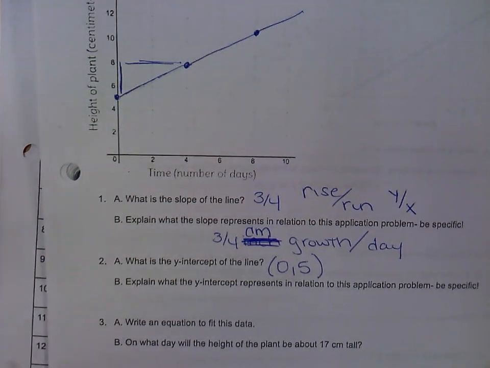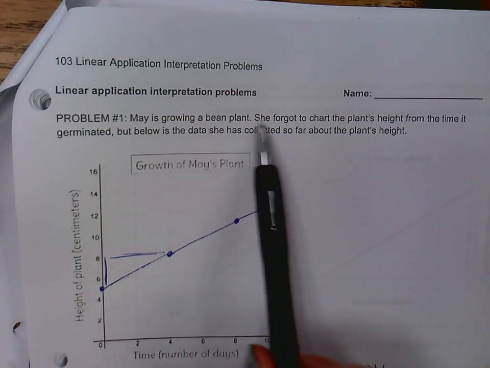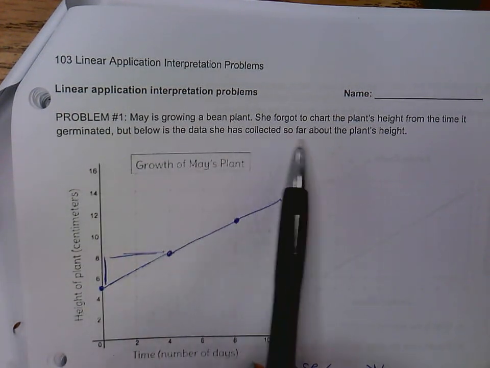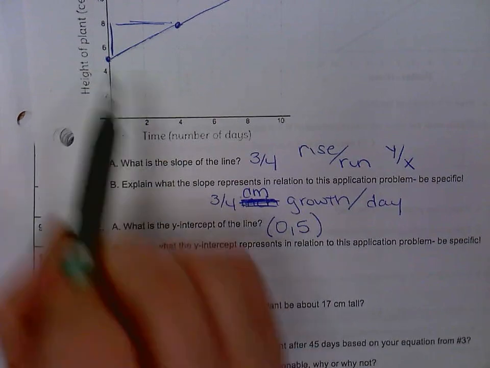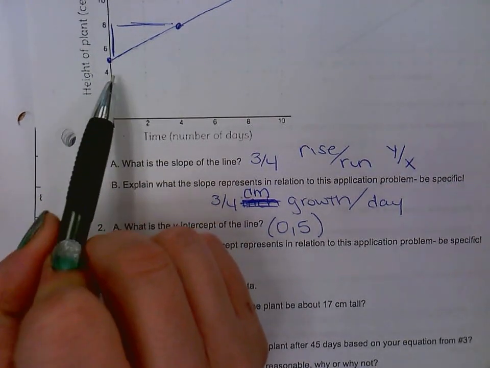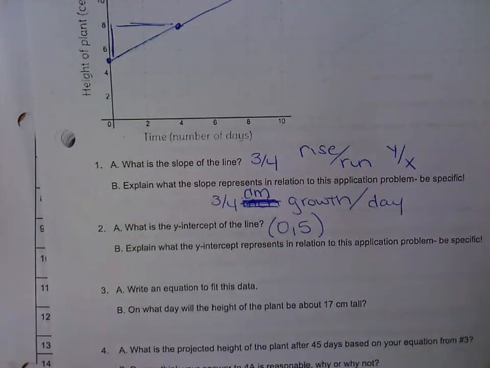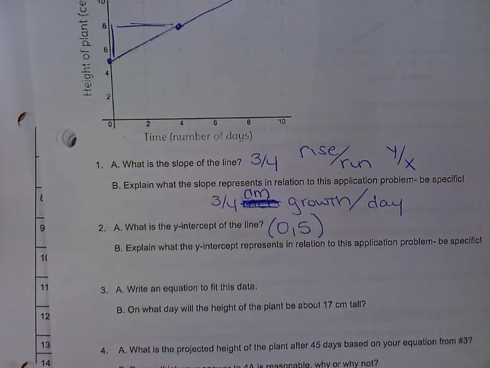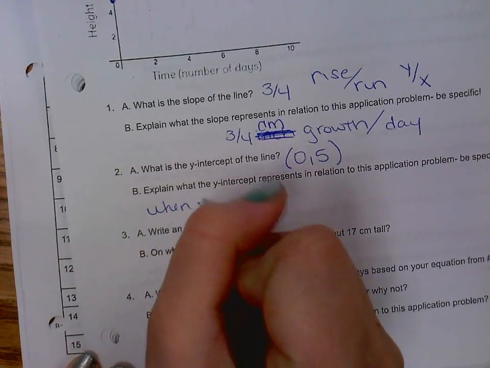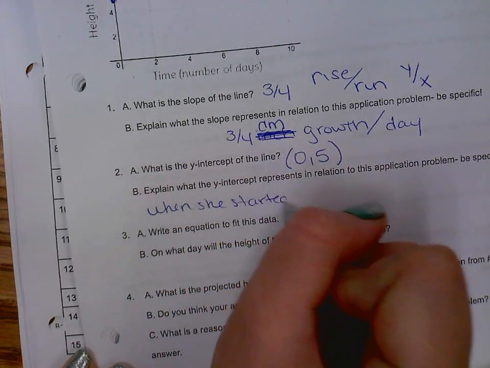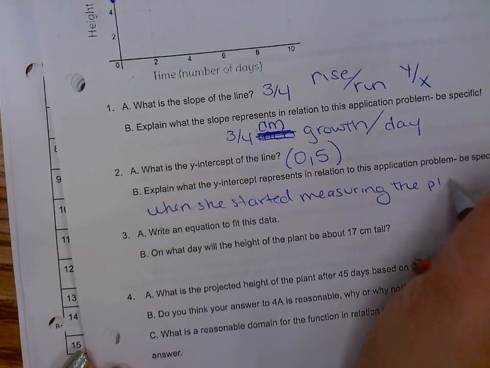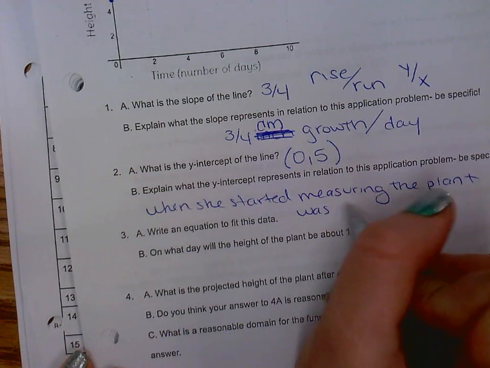What does the y-intercept represent? Go back to the original explanation. She forgot to chart the plant's height from the time it germinated, but below is the data she collected. So what is the y-intercept? When she started measuring the plant, it was already 5 centimeters tall, right? It germinated out of the soil. So when she started measuring, the plant was 5 centimeters tall.